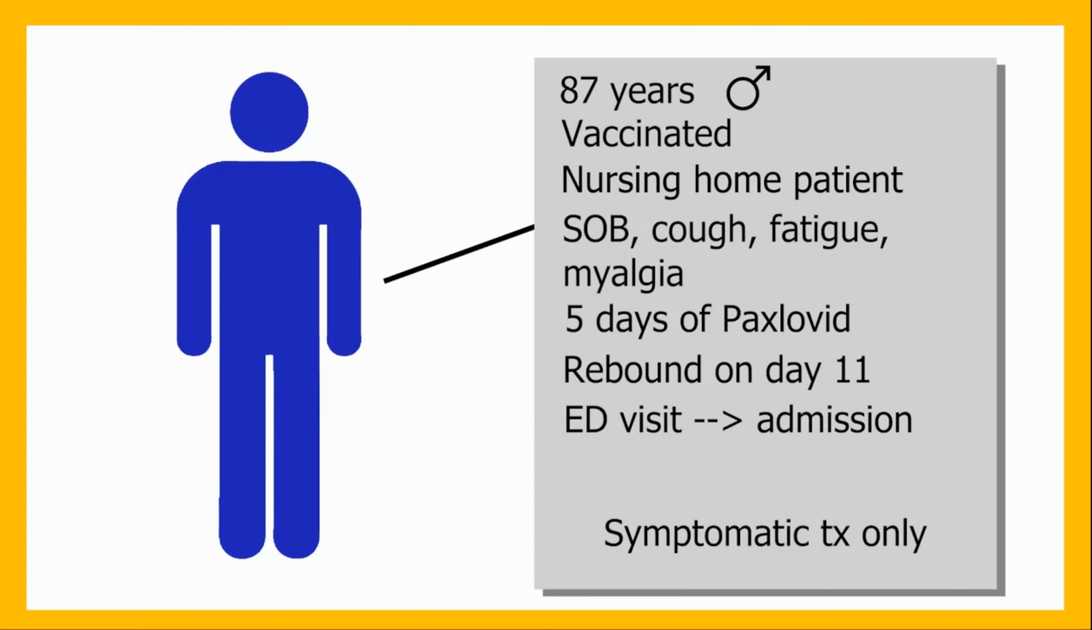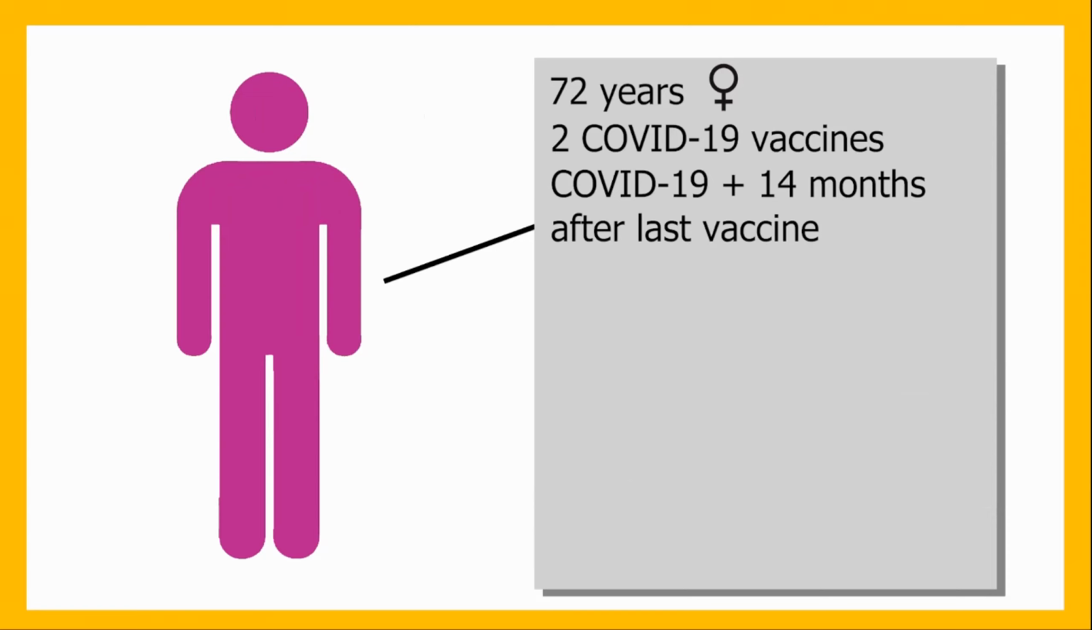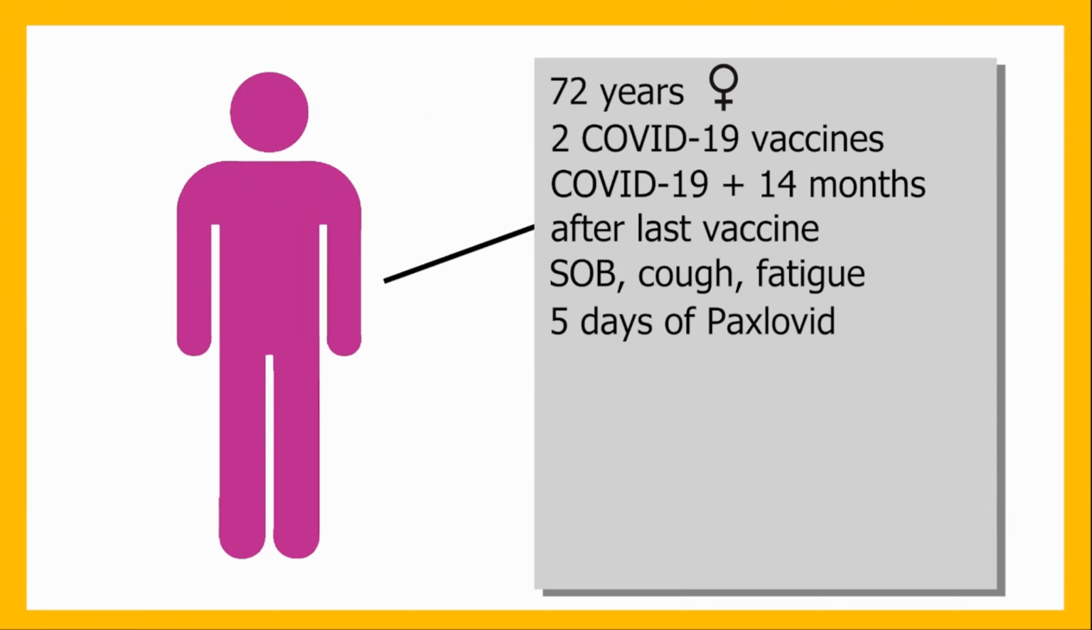The second patient in this series was a 72-year-old female who received 2 doses of COVID-19 vaccines and was diagnosed with COVID-19 14 months after her second vaccination. She presented with symptomatic shortness of breath, cough, and fatigue, and received nirmatrelvir-ritonavir 300 mg, 100 mg twice daily for 5 days on day 0 of her diagnosis.